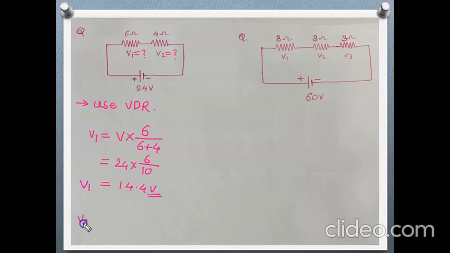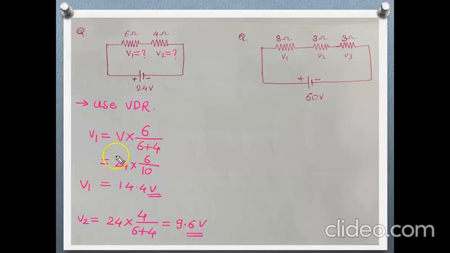Similarly, V2 will be the total voltage, which is 24 volt, into 4 ohm, since V2 is the voltage across 4 ohm, divided by the total resistance 6 plus 4, and it gives the value 9.6 volt.